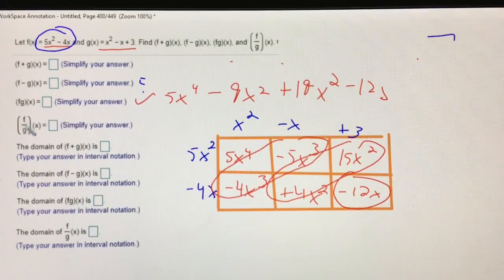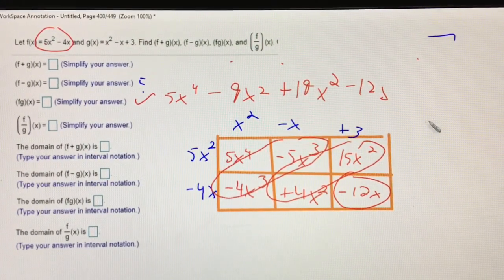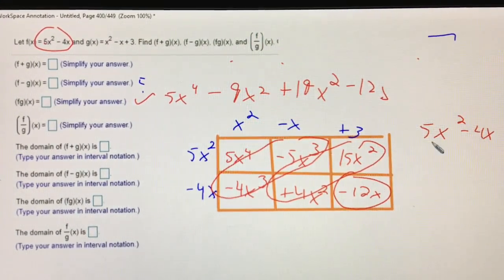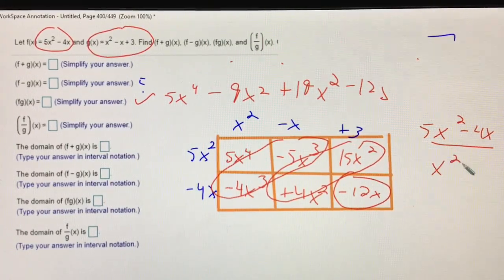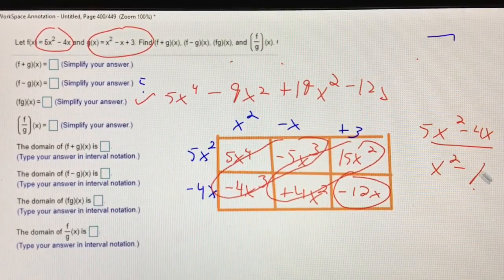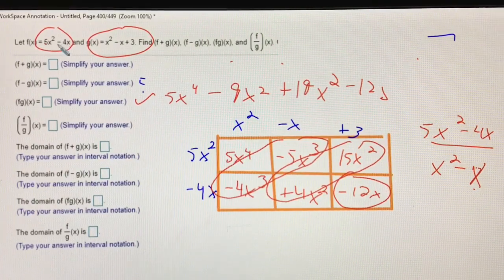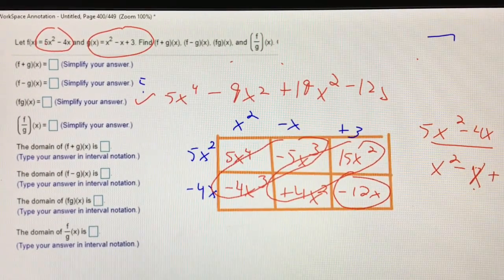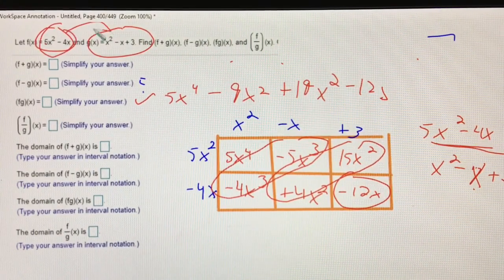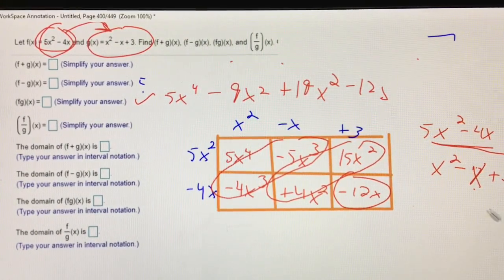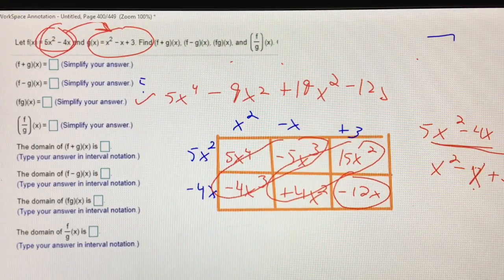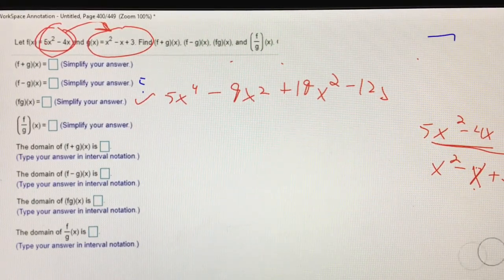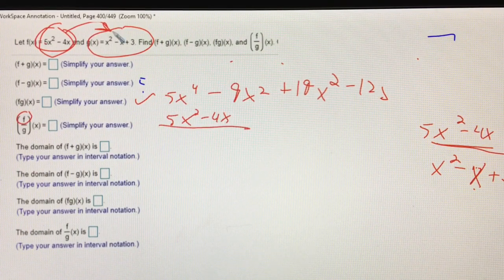Now they want me to do f over g. That's pretty straightforward. I just take f, the 5x² minus 4x, and I place it over g, the x² minus x plus 3 on the bottom. So I just take that top, and I put it on top of that, because it's f over g. That's what you would type in. Let me bring it over here so we can see it. So I just take the f value, 5x² minus 4x, and I put it over the g value of x² minus x plus 3.